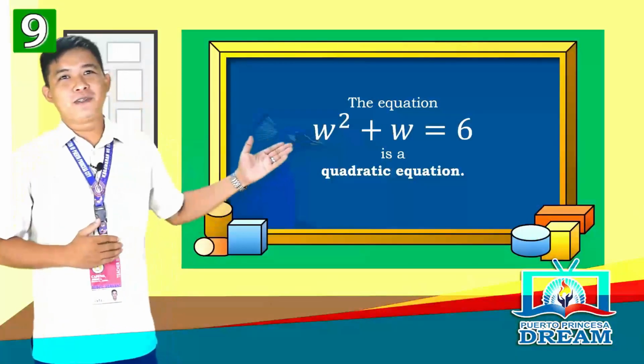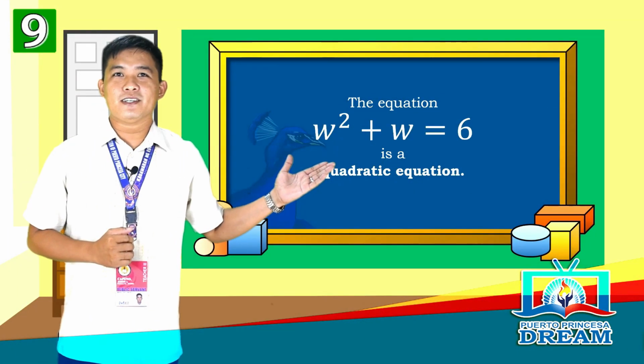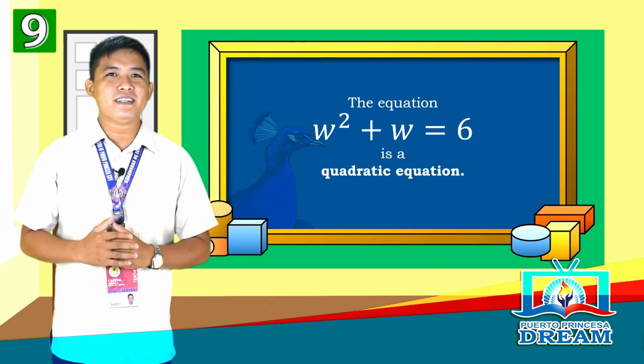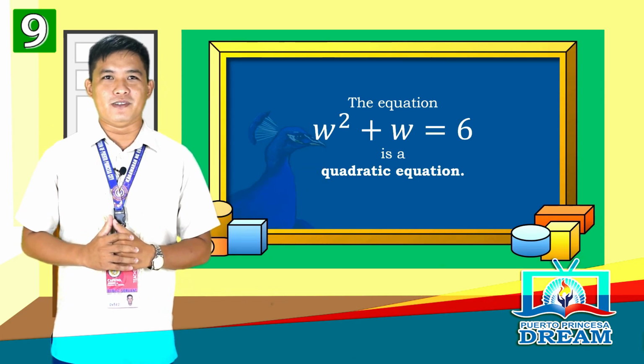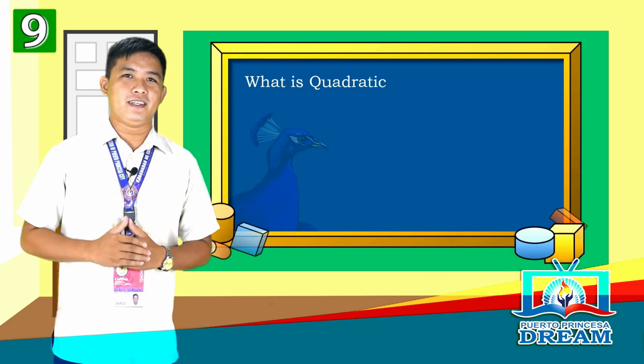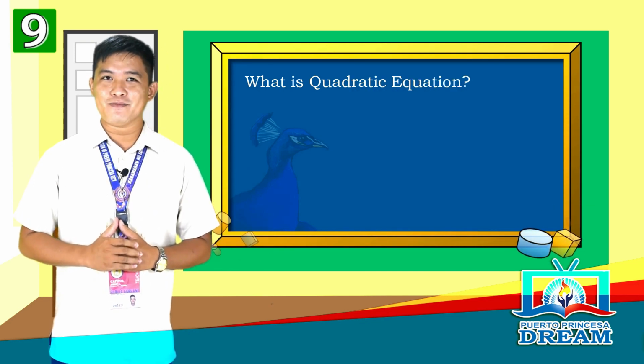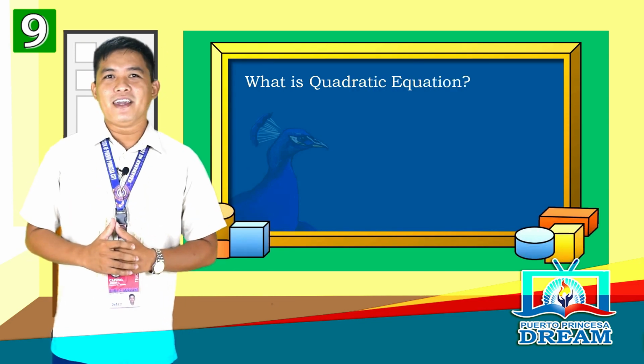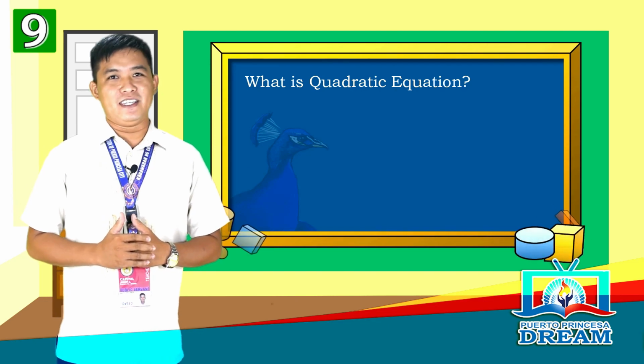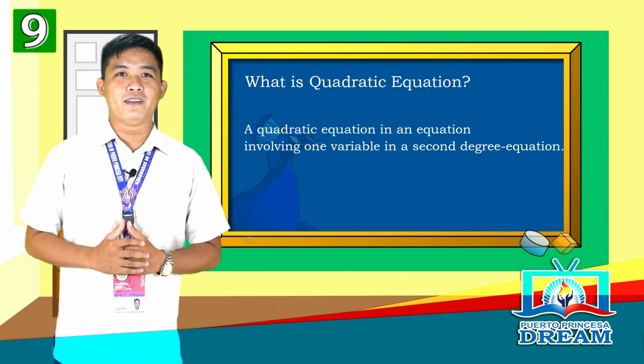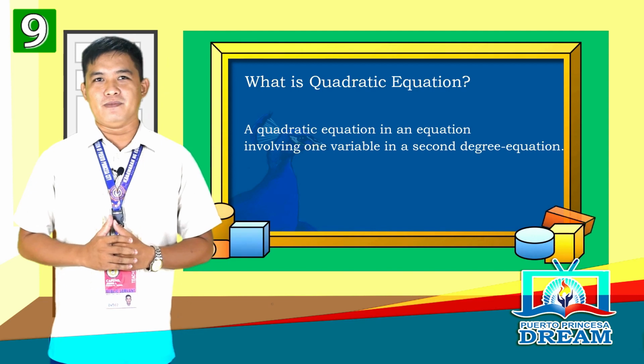The equation W squared plus W equals 6 that we obtained from the situation is an example of quadratic equation. But what is quadratic equation? Can you guess? Yes, you're right. A quadratic equation is an equation involving one variable in a second-degree equation.